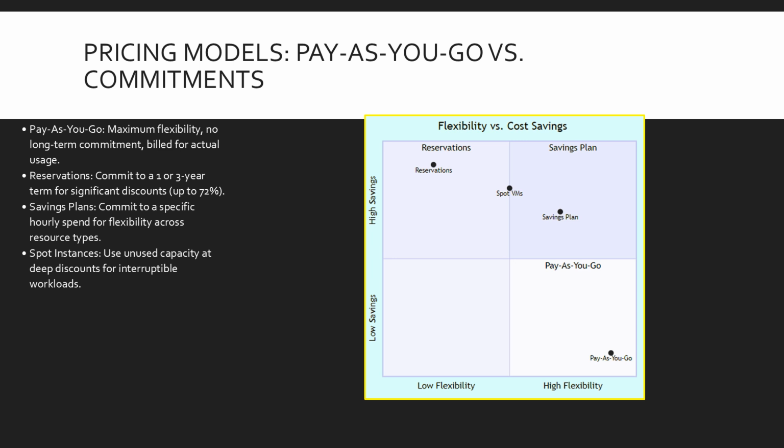This chart helps visualize the trade-offs. Pay-as-you-go sits in the bottom right, high flexibility but lower savings. Reservations are in the top left, high savings but lower flexibility because you commit to specific resources. Savings plans offer a middle ground in the top right. This helps you decide which consumption model fits your specific workload needs.